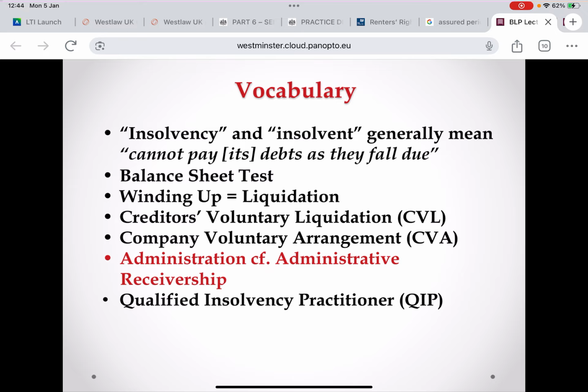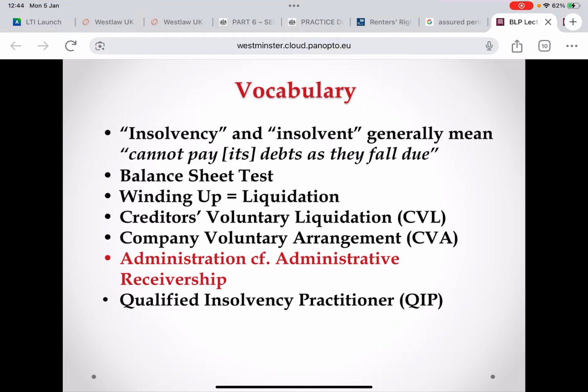Actually, no, they're not, because the primary objective of administration is corporate rescue. But that is not the primary objective of a formal insolvency procedure known as administrative receivership. So we can't confuse administration and administrative receivership. We shouldn't confuse CVLs and CVAs, but winding up and liquidation is fundamentally one and the same thing. Well, the last reference on the slide, everybody, is to a QIP.